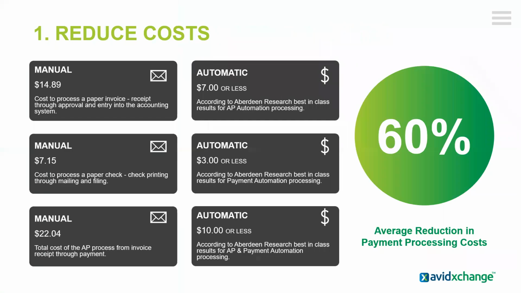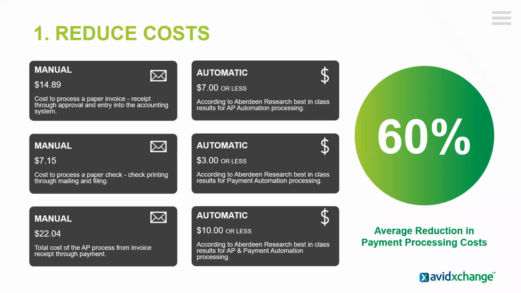I want you to look to the left. Those 3 boxes right there, and all the way down the bottom where it says $22, that's the cost, according to Aberdeen Research, associated with paying and processing a bill today. It's with all the manual and material costs. And if you look over to the right down at the bottom, it says $10 or less.